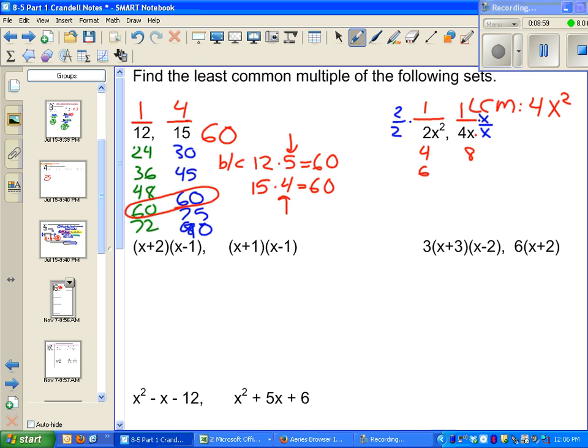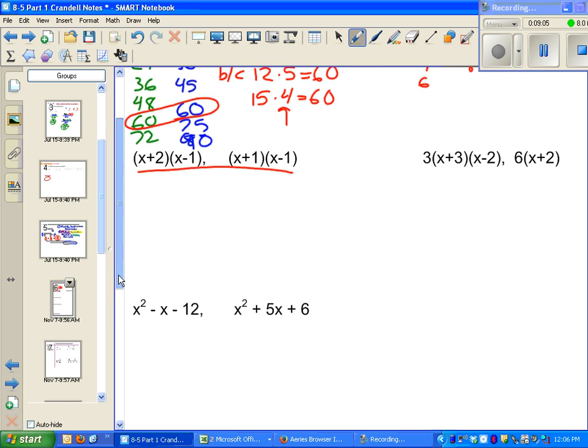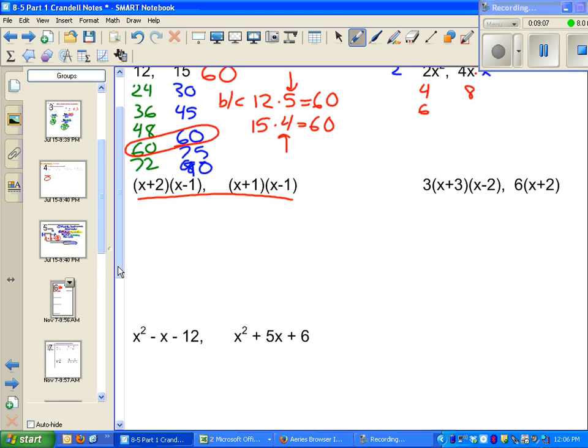All right, let's look at x plus 2 and x minus 1, and x plus 1 and x minus 1. All right, so common multiple out of that. Well, let's see, we definitely need an x plus 2 since it's there. We need an x minus 1. They both have that, and we also need an x plus 1. So the common multiple for these two would be all of this.